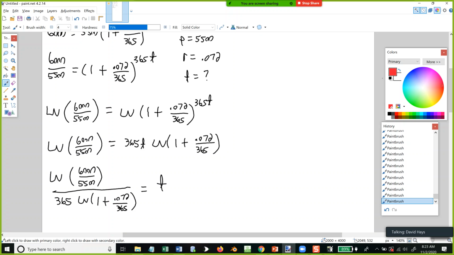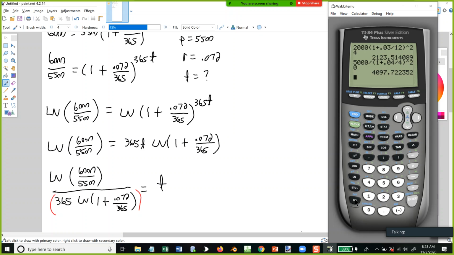Now, important part of plugging this in your calculator: since we have such a complicated bottom part where we got a number times a log, we have to put parentheses in it when plugging in our calculator. So, natural log of 6,000 divided by 5,500 divided by, beginning parentheses on the bottom part, 365, natural log 1 plus 0.072 divided by 365. You don't need the closing parentheses at the very end unless you just want to put them. Then enter. So that'd be 1.21 years.